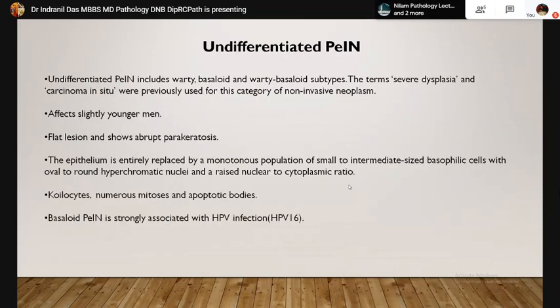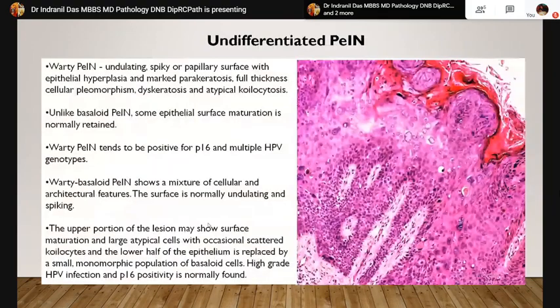The undifferentiated penile intraepithelial neoplasia includes warty, basaloid, or warty-basaloid patterns of growth. They usually affect younger men. This is basically a flat lesion and shows abrupt parakeratosis. The epithelium is entirely replaced by a monotonous population of small to intermediate sized basophilic cells with oval to round hyperchromatic nuclei and raised nucleocytoplasmic ratio. Koilocytes, numerous mitoses, and apoptotic bodies are found. The basaloid subtype of undifferentiated PeIN is associated with HPV infection.